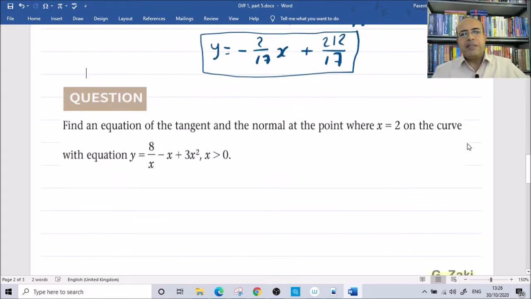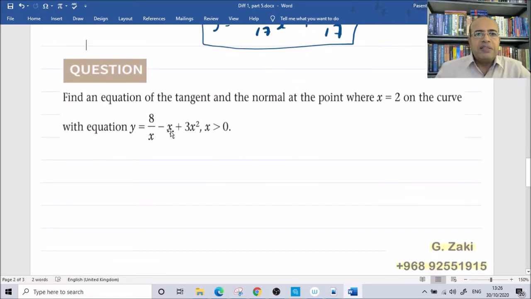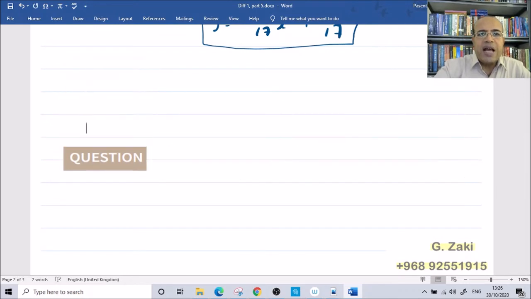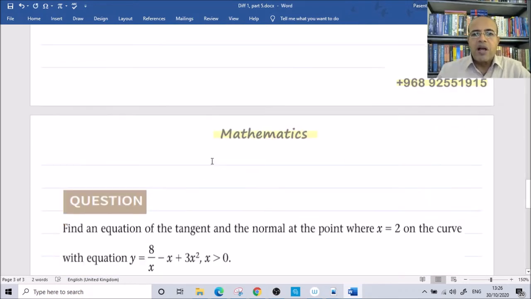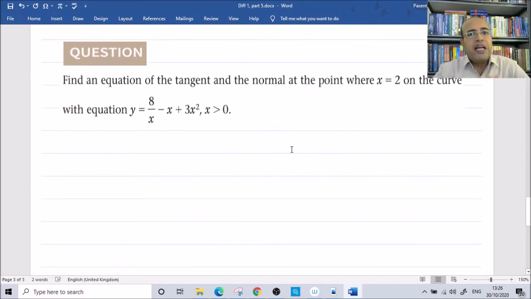Now, let us see this question. Find the equation of tangent and normal. We need the two equations at the point where x equals 2. What is the problem of this question? We must have the coordinates of the point of tangency, x and y. Now we have x only. So we need to get the value of y.